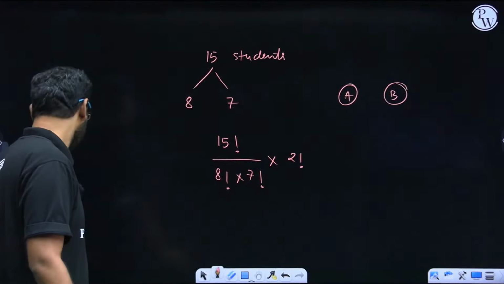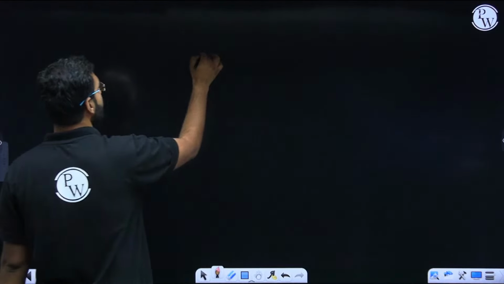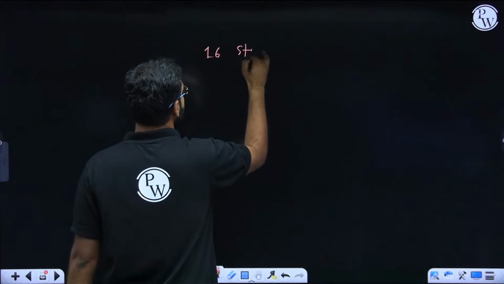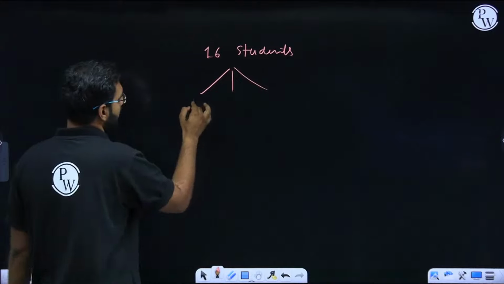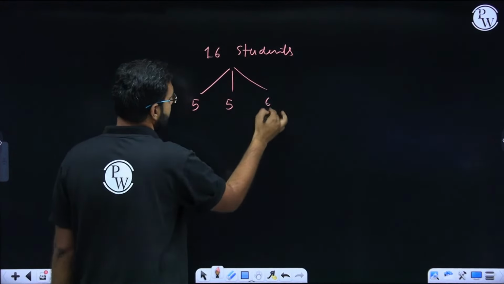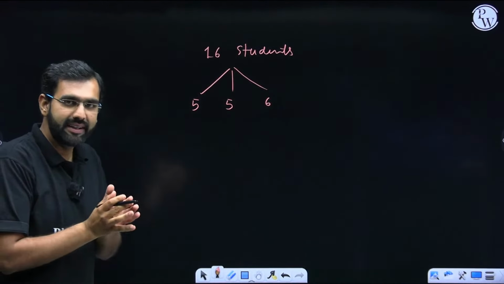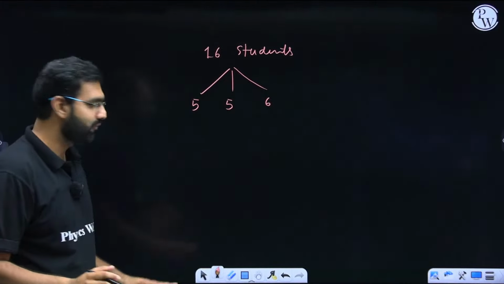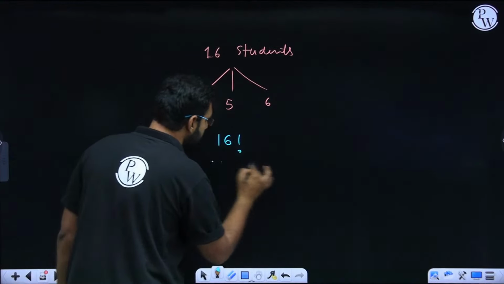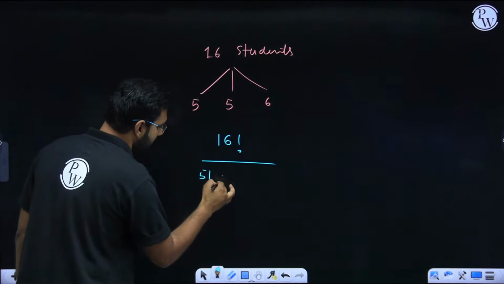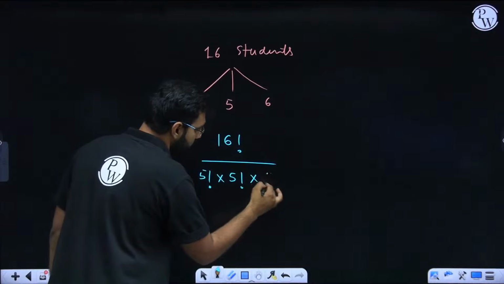Are you getting it? But let's say there is this problem. There are 16 students and they are to be distributed in this manner: 5, 5 and 6. They are to be divided into these 3 groups of 5, 5 and 6. So first of all, the method remains the same: 16 factorial divided by 5 factorial into 5 factorial into 6 factorial.